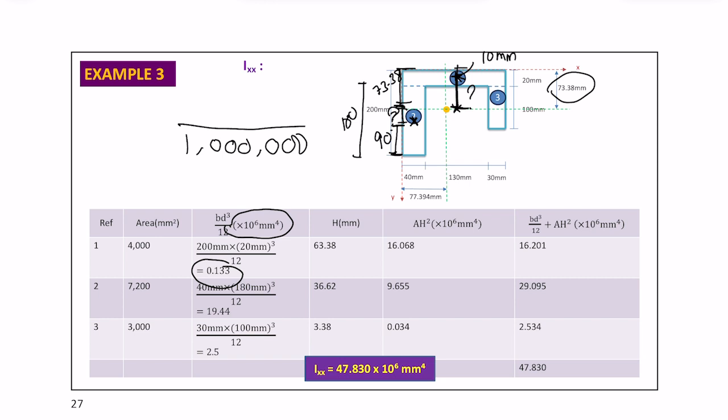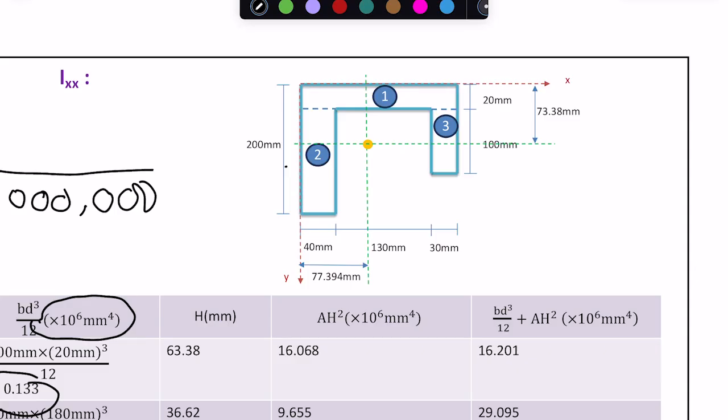The value of H will be from the centroid of section 3 to the centroid of the whole section. Section number 3 is probably around here. So what you need to find is this distance, the centroid of section 3 to the centroid of the overall section.